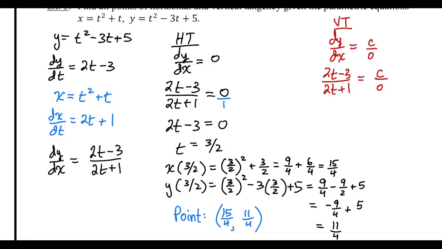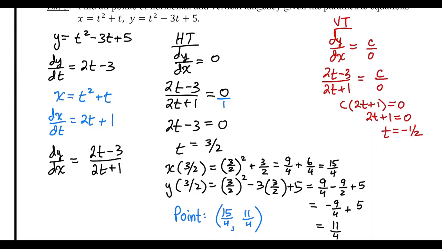Cross multiply, you get c times (2t plus 1) equals 0, but then the c goes away anyway. So 2t plus 1. That's why I was saying you could just write it as 1/0, because it's just going to go away anyhow. So t would be equal to negative 1/2. All right. So that's a possible point of vertical tangency. We'll have to investigate in a minute whether or not that's actually the case.